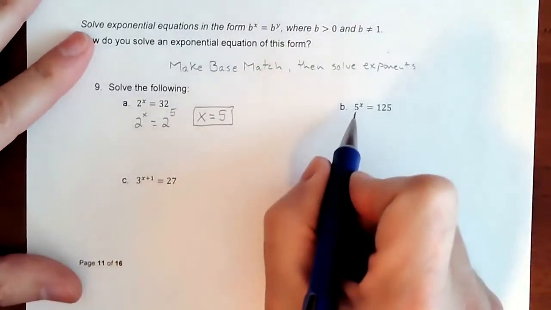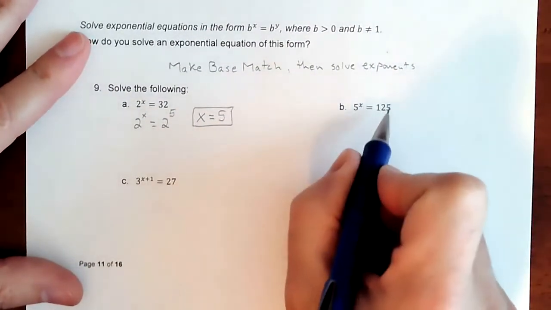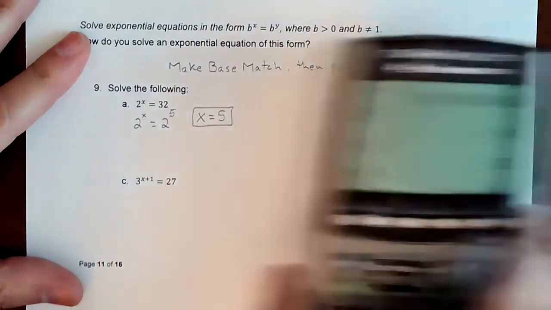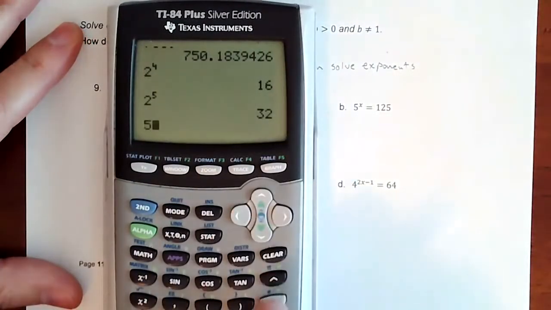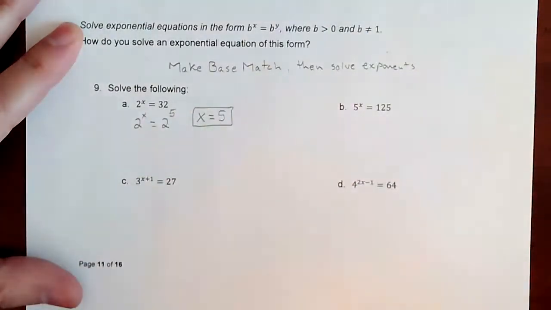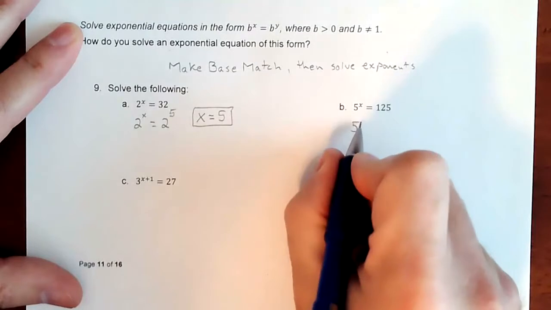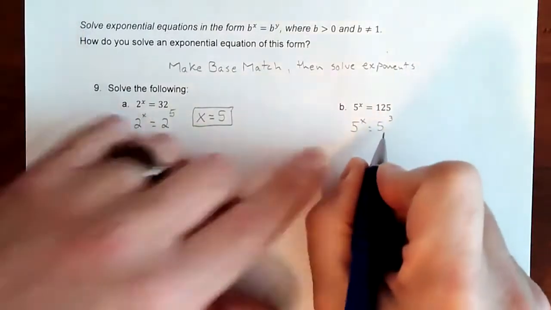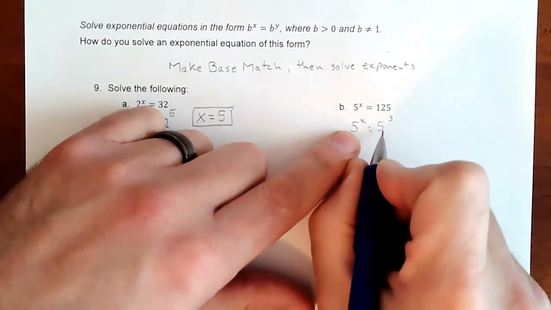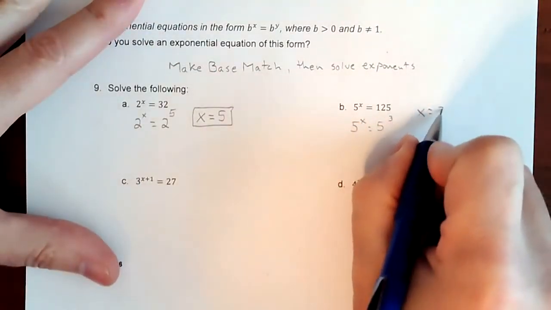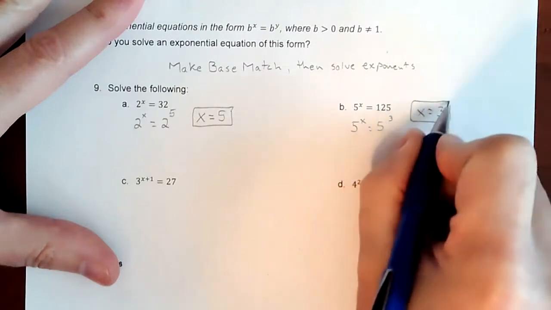All right, so something like this, 5 to a power. I guarantee that 125 is made up of a bunch of 5s. I just have to figure out how many. So 5 to the 2nd is 25. 5 to the 3rd is 125. So I can rewrite it. 5 to some power is going to equal 5 to the 3rd. And then again, the only way that these things match is the bases match and the exponents match. So now I can just focus on the exponents, and there's nothing left to do.